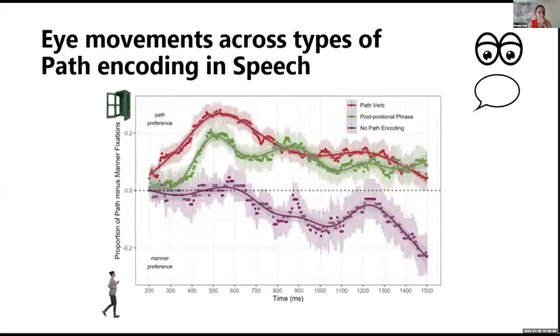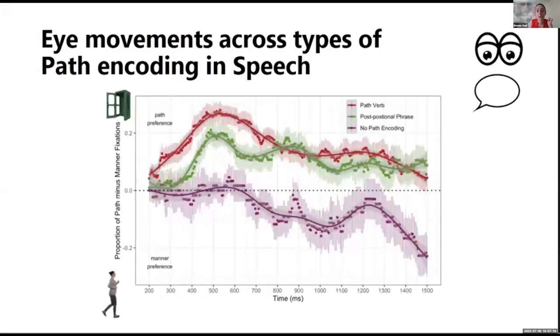We basically compared first what happens when people encode path in either way, so the green and red lines, as opposed to when they don't encode path at all. And we see that they allocate more attention to path when they use either a verb or a postpositional phrase, as opposed to no path encoding. And in fact, when they produce the manner only description, they have a manner preference.